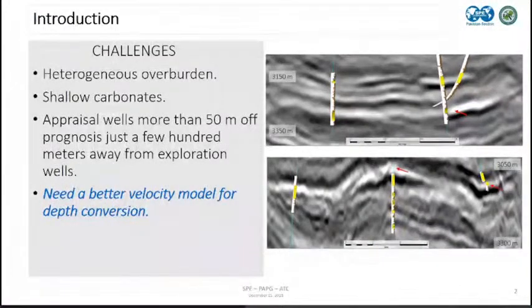So I'm going to start with the results straight away. I'll show you results before and after full waveform inversion, and then I'll have some validation slides, and then it will be followed by high frequency full waveform inversion.